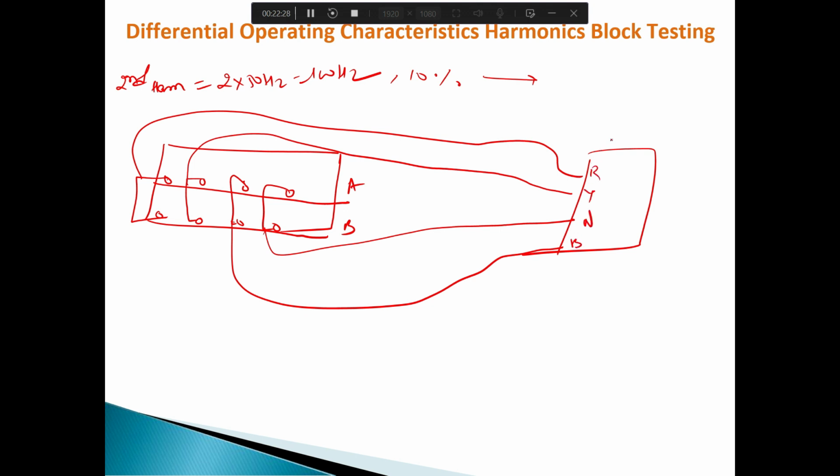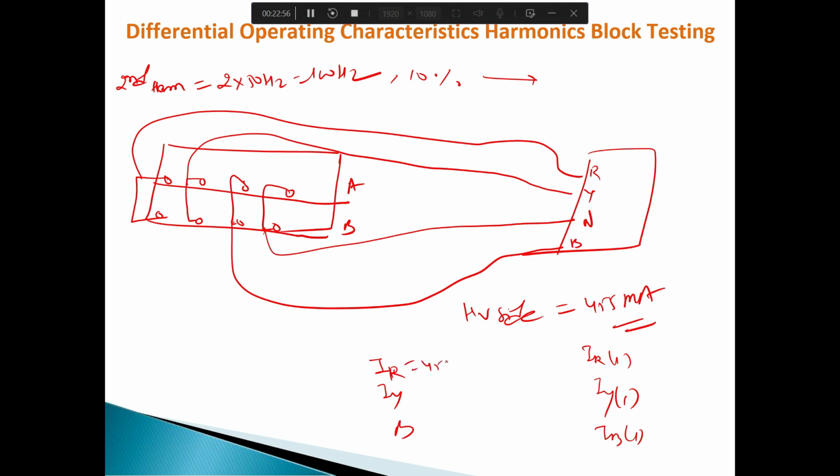Once you have connected this RYB neutral, what you have to do is simply inject the current from this, suppose HV side I am injecting. For the HV side current, I know that 455 milliampere is the rated current. So I have to inject two sets of current, IR, IY, IB, and suppose this is IR1, IY1, and IB1. Suppose I am injecting 455, 455, 455. Remember it is in milliampere, so you have to put the dot over here. This is at 0 degree, minus 120 degree, plus 120 degree.